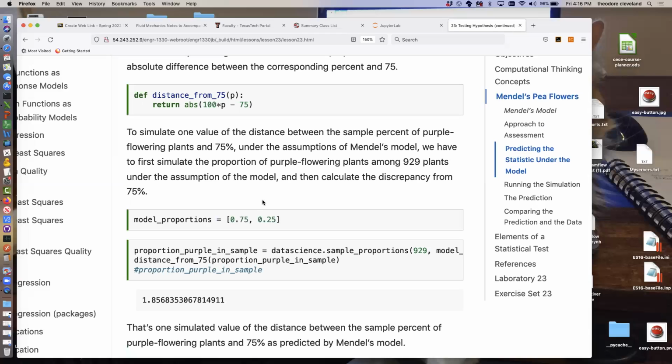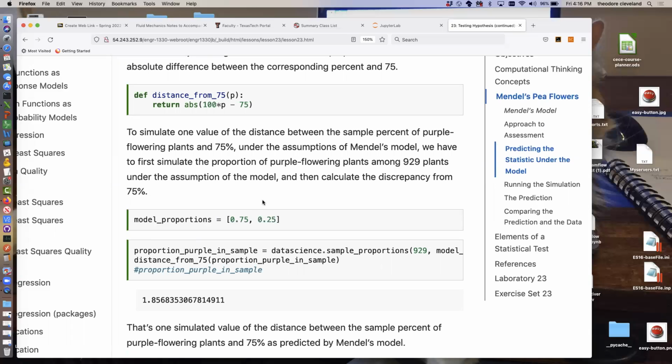Now to simulate a single value of the distance between the sample percent of purple plants and 75 under the assumption of Mendel's model, we'll first simulate the proportion of purple plants from 929 under the assumption that the model is indeed producing 75%. And so we're now defining an object called model underscore proportions.